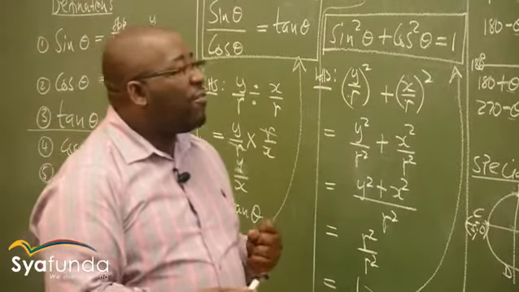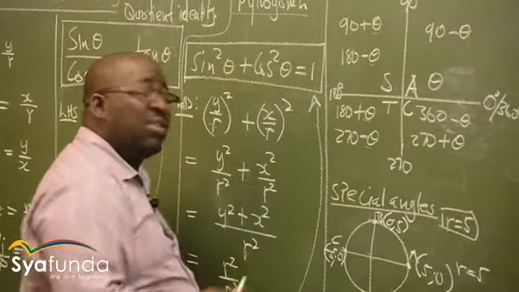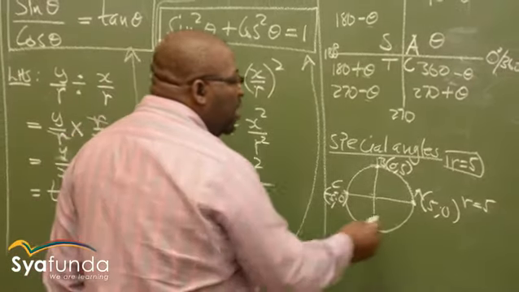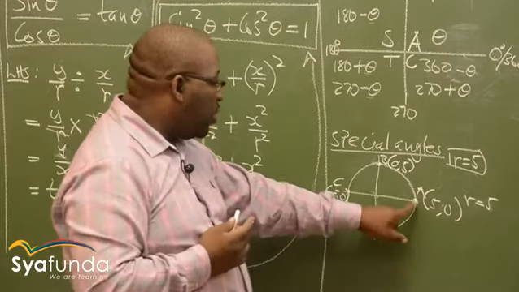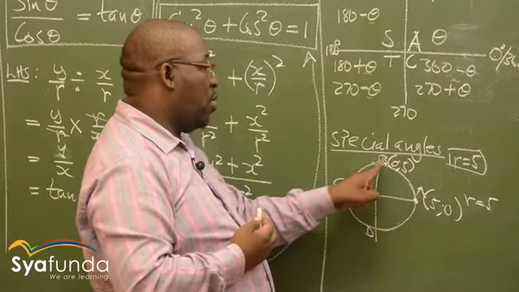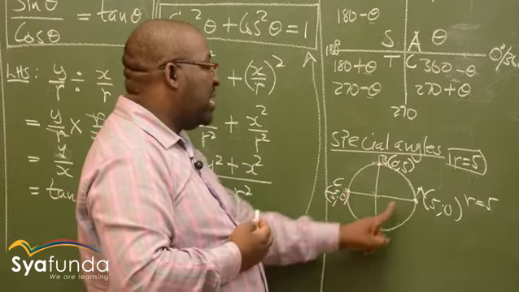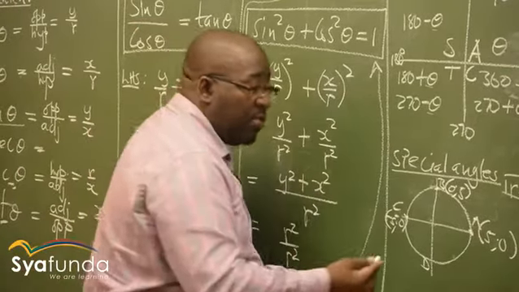It will cater for angles like 0, 90, 180, 270 without using a calculator. For example, when I'm looking for sine 0, when we say sine 0, where do I go? I go to here because this is 0. When I say sine 90, I will go there because this is 90. Sine 180, it's there. Sine 270 is here. Sine 360 is here.